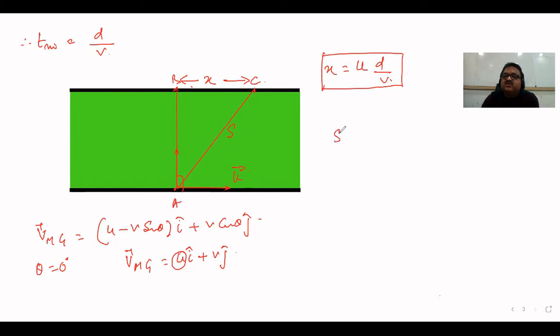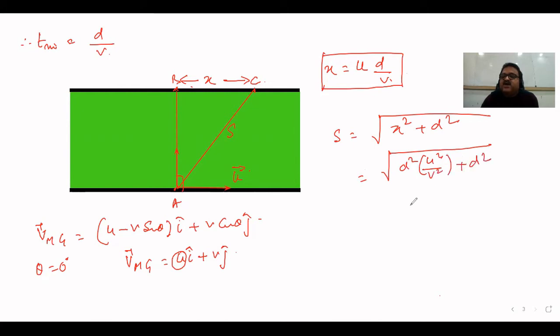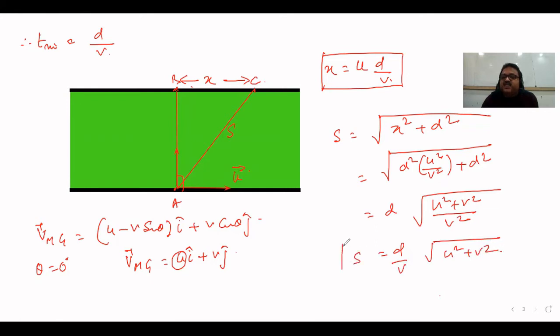S is equal to the root of the dragging distance x squared plus d squared. Putting x, this is d squared u squared by v squared plus d squared. Taking d squared common, this is u squared plus v squared by v squared, times d, so S equals d by v into root over u squared plus v squared. This is the total distance traveled by the man.